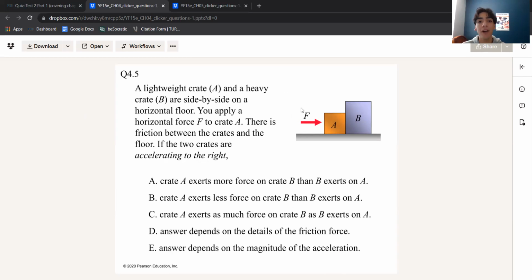A lightweight crate, labeled A, and a heavy crate, labeled B, are side by side on a horizontal floor.